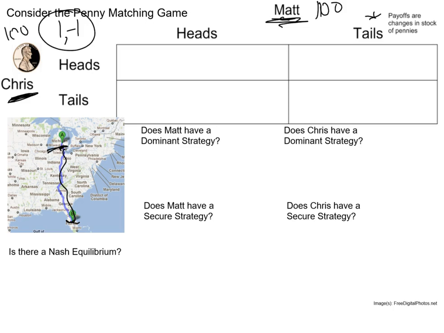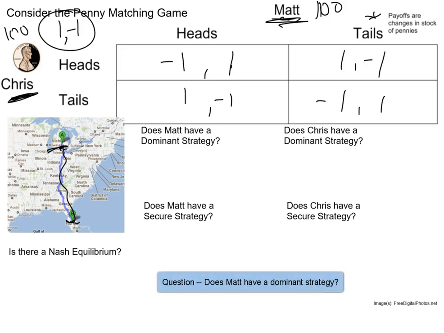Again, Chris heads, Matt heads, Matt wins. Matt is the second value because he's on top, so Matt would gain a penny, and if they match, Chris loses. So we've got -1. If they both match, Chris, the first value, loses, and Matt, the second value, wins. Whereas if they don't match, Chris wins and Matt loses.